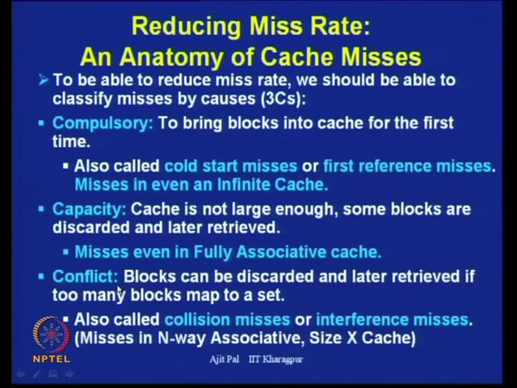Last but not the least, the type of misses due to conflict are known as conflict misses. So, blocks can be discarded and later retrieved if too many blocks map to a set. The conflict misses occur because, as I mentioned, you will be mapping many blocks to a particular set, and as a consequence you have to replace, bring in, and so on. So, these are known as collision misses or interference misses. So, these are the three types of misses that can occur, and particularly misses in n-way associative caches. For example, as you keep on increasing the associativity for a fixed size cache, this factor will change. Later on we shall discuss it in more detail.